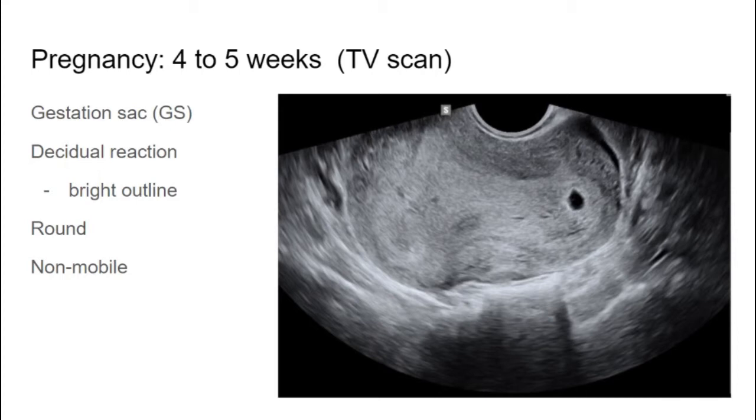It's useful because you won't see a decidual reaction in a pseudo sac that you can sometimes see with ectopic, where you've just got a collection of fluid. It won't have that decidual reaction. You can see it's round and it won't be mobile. So if you were to give gentle probe pressure, it's not going to slide through the cavity. Again, something that you'd see with fluid, or that you can see in miscarriage if the sac is actually on its way to being passed out through the cervix in miscarriage.